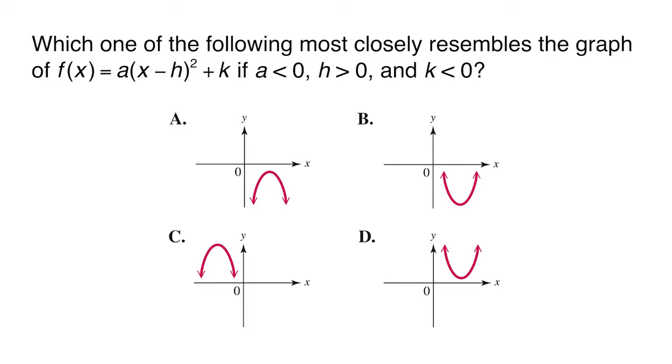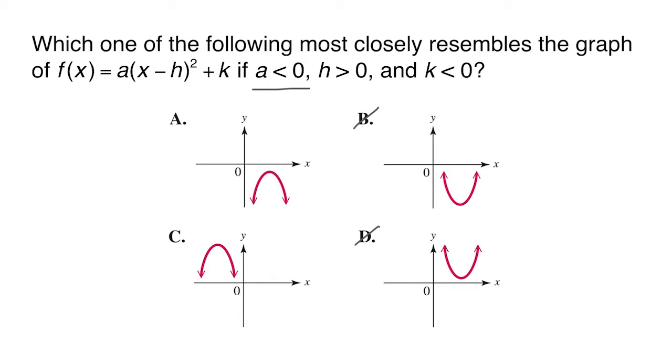The first thing we'll notice is that we're told that a is less than 0. Since a is less than 0, the function that we are given is the graph of a parabola that opens down, not up. Therefore, we can eliminate the parabola in choice B and the parabola in choice D.